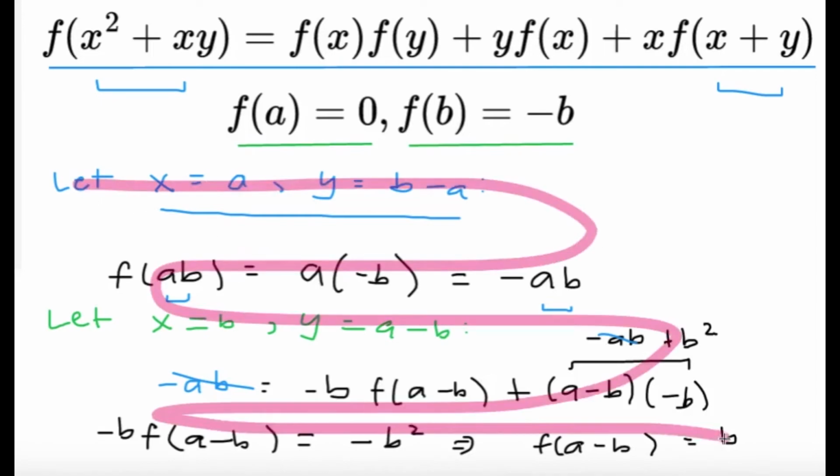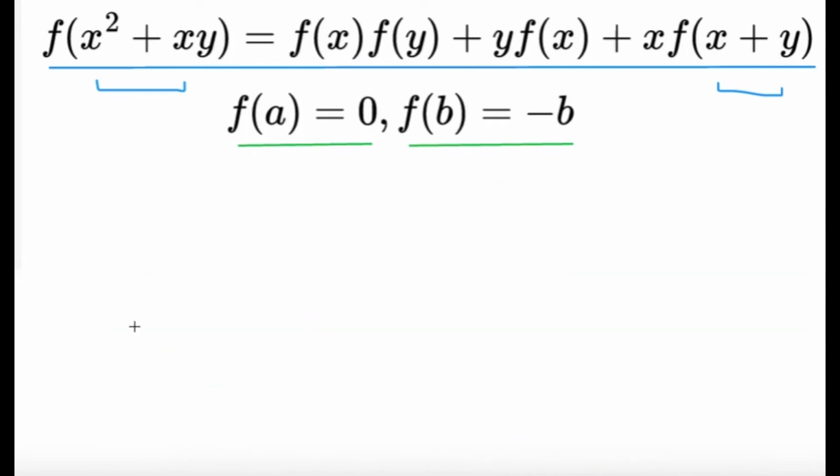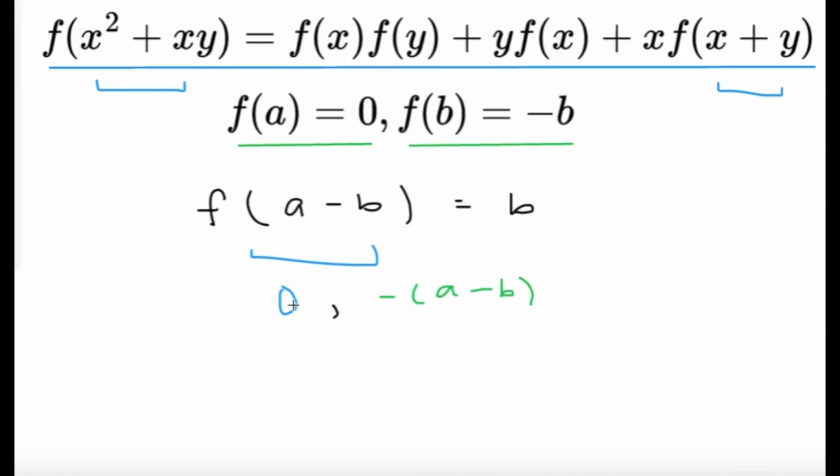Now, we're going to only focus on this, so let me just remove all of these. Let's focus on the fact that f of a minus b equals b. Now, we know that f of a minus b can take two values. It's either 0 or the other case where it's equal to the negative x, so negative of b minus a. So we have two possible values, negative of a minus b. If we take the blue case, if f of a minus b equals 0, then 0 equals b. Contradiction. It doesn't work because we set that b is not equal to 0.